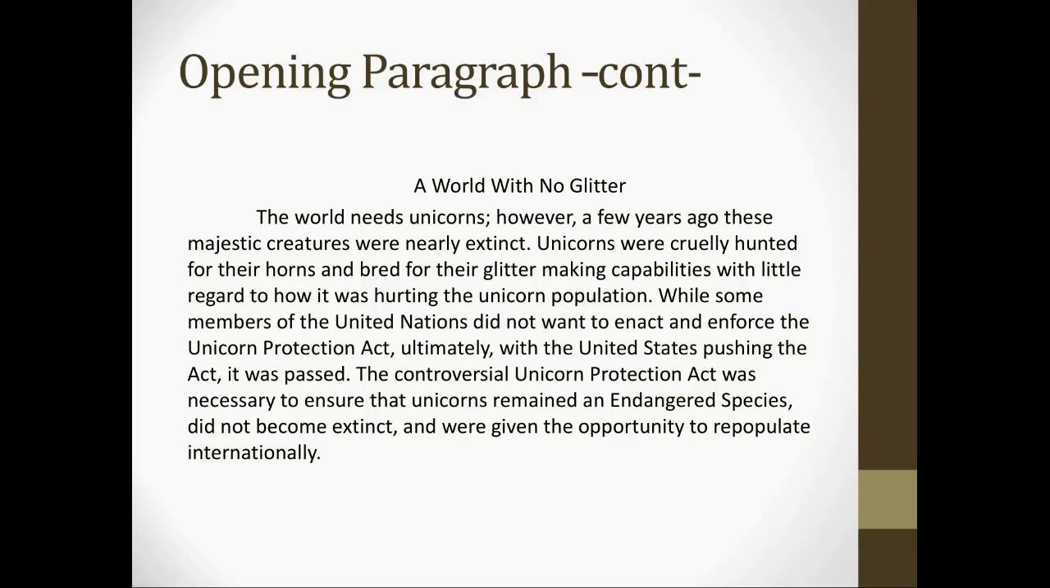Unicorns were cruelly hunted for their horns and bred for their glitter-making capabilities with little regard to how it was hurting the unicorn population. While some members of the United Nations did not want to enact and enforce the Unicorn Protection Act, ultimately, with the United States pushing the act, it was passed. The controversial Unicorn Protection Act was necessary to ensure that unicorns remained an endangered species, did not become extinct, and were given the opportunity to repopulate internationally.